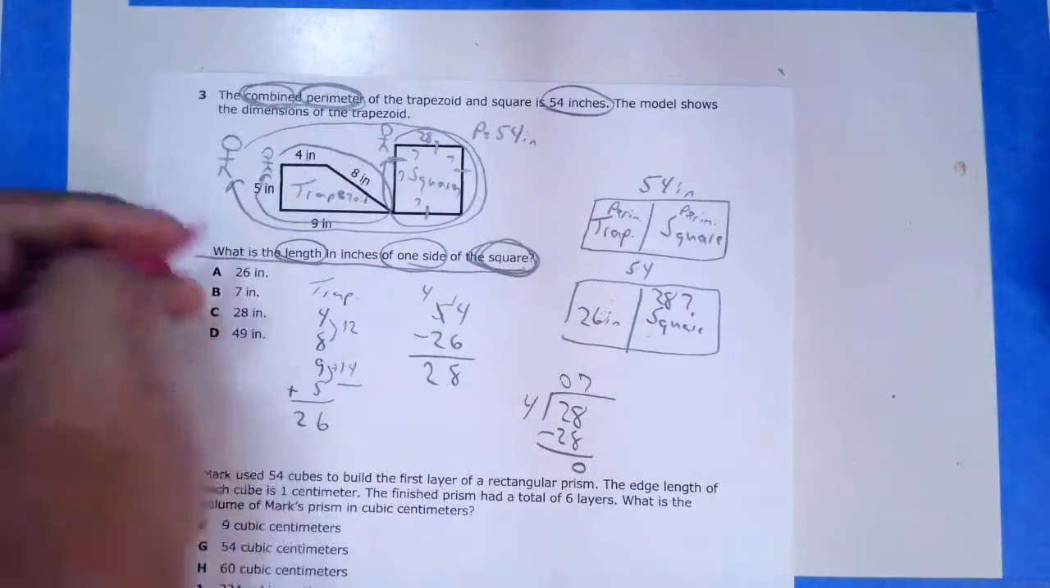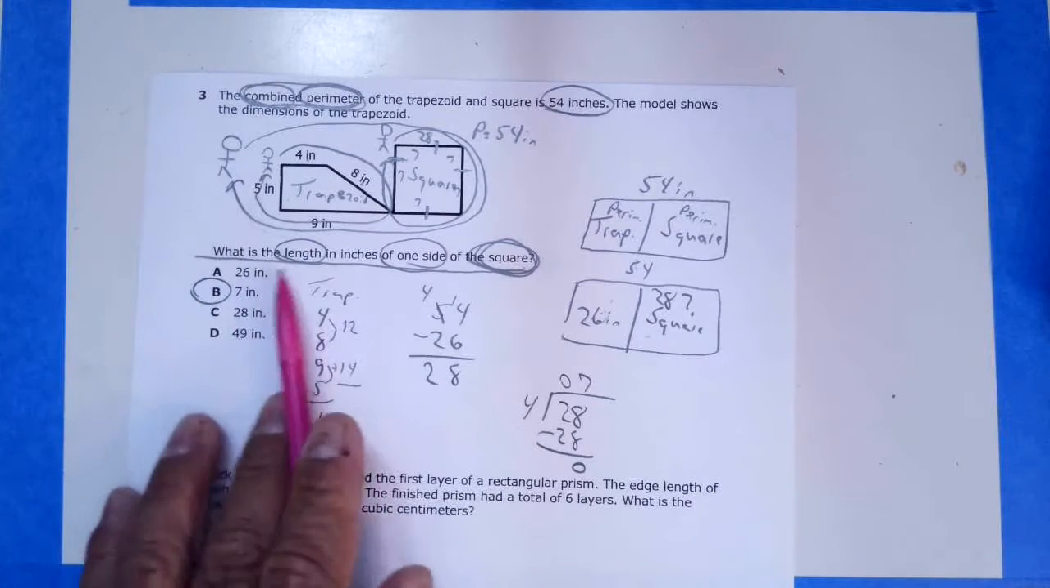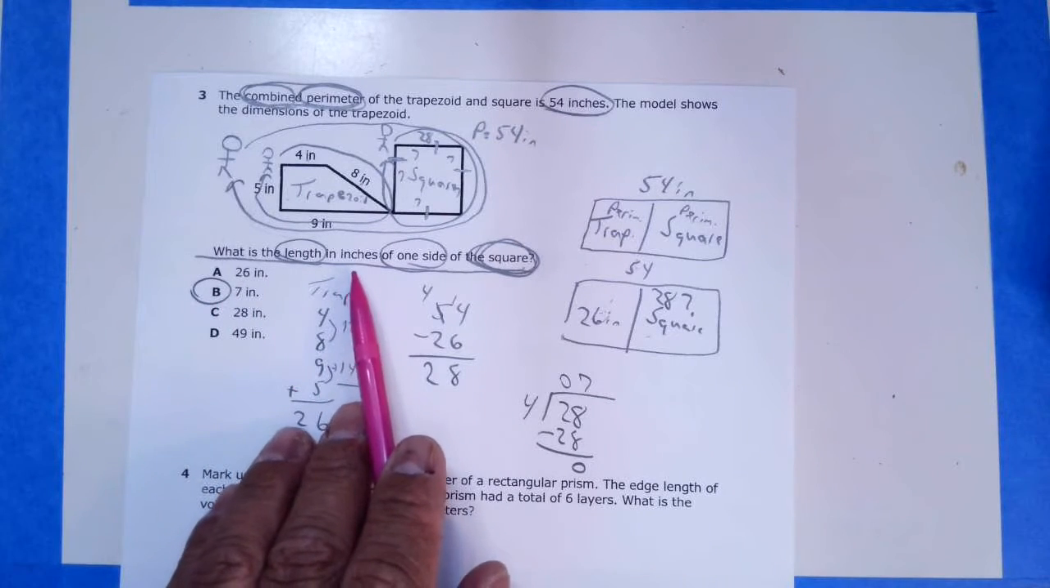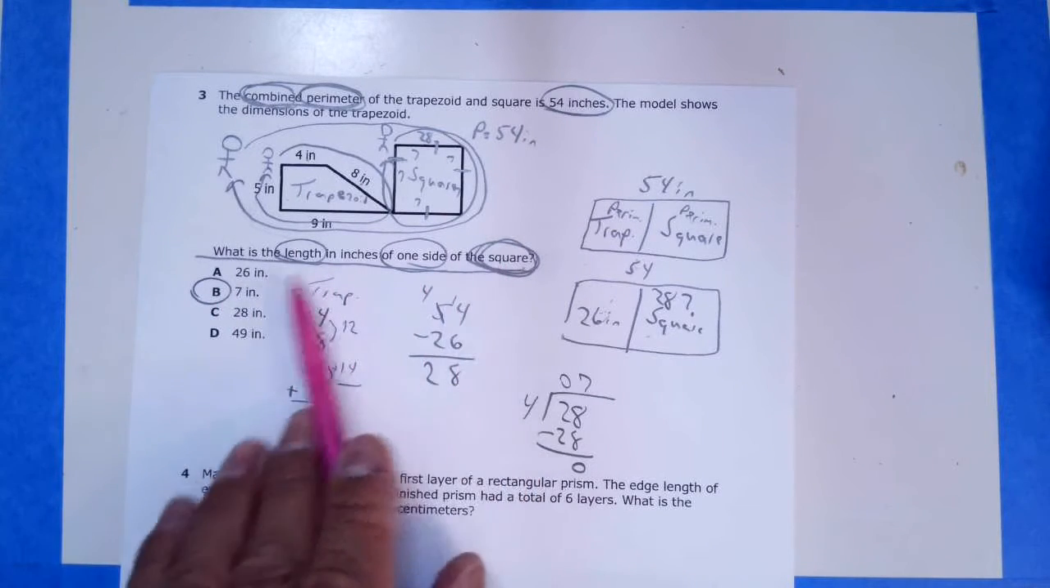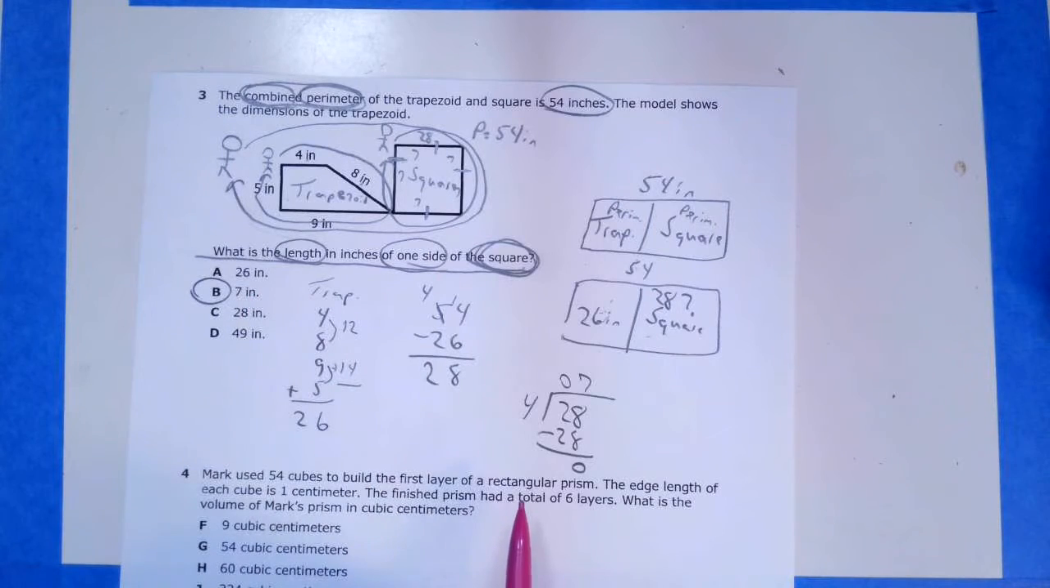So going back, the length of one side of the square is 7 inches. Okay?